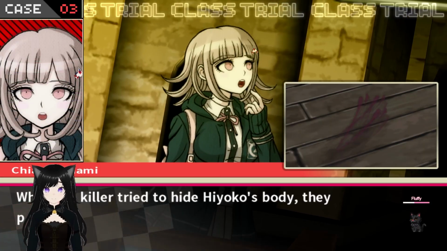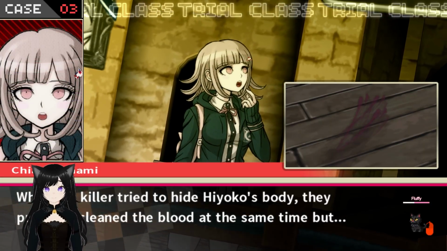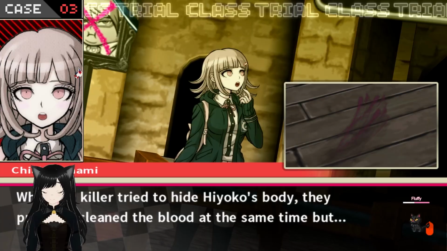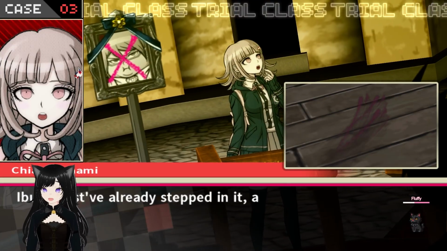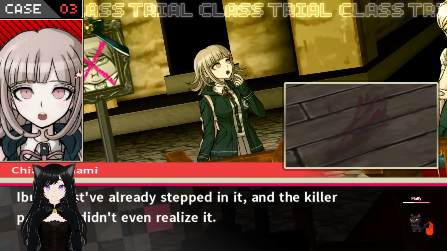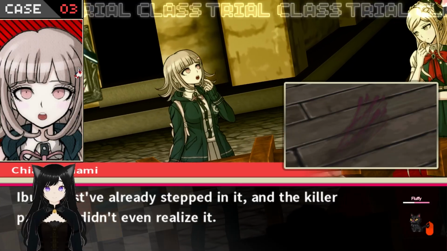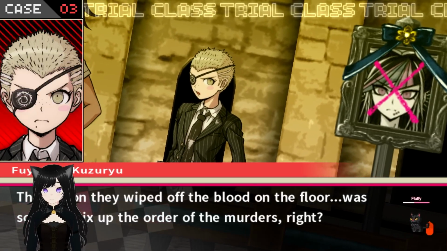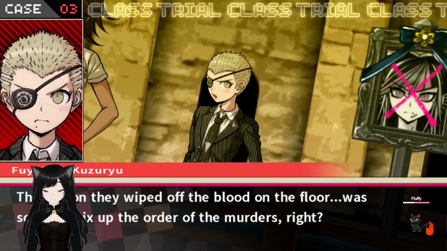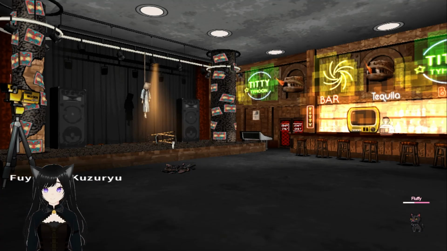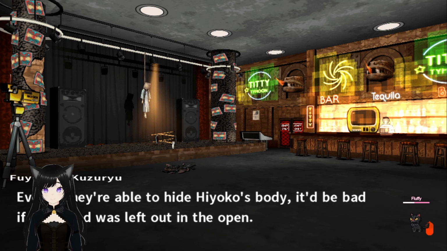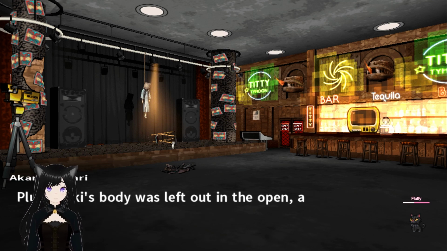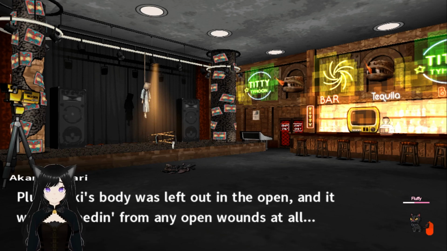When the killer tried to hide Hiyoko's body, they probably cleaned the blood at the same time, but they didn't get it all. Ibuki must have already stepped in it, and the killer probably didn't even realize it. Right? The reason they wiped off the blood on the floor was so we'd mix up the order of the murders, right? I guess so. Even if they're able to hide Hiyoko's body, it'd be bad if her blood was left out in the open. That's true. You'd be wondering about that.